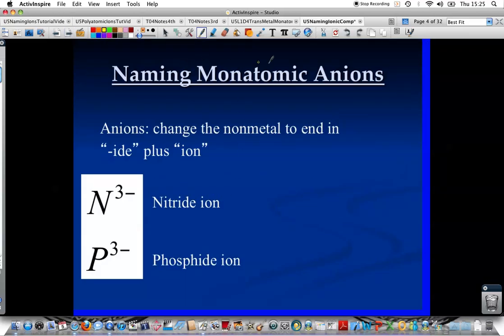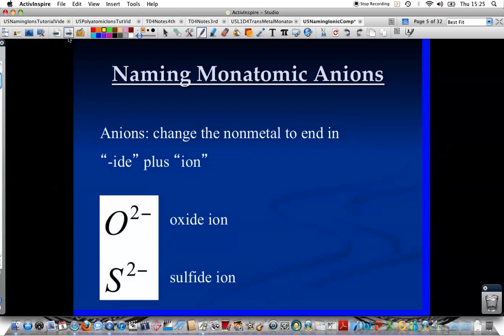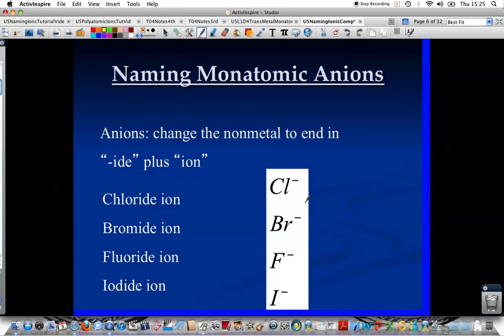And these nonmetal monatomic ions, the ones that are negative, we change their name so they end in IDE. So N with the 3 minus charge becomes the nitride ion instead of nitrogen. And phosphorus becomes the phosphide ion. And then we have the oxide ion, the sulfide ion, chloride, bromide, fluoride, and iodide.